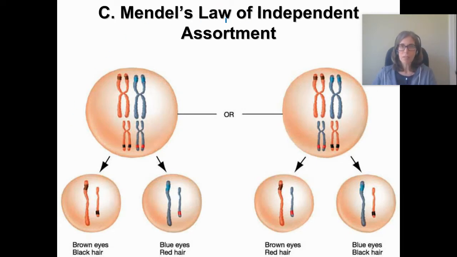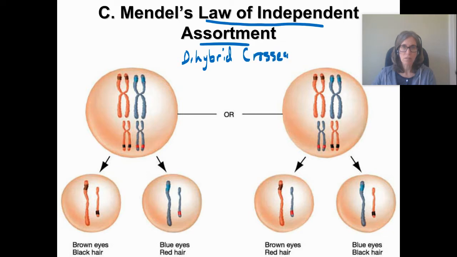Welcome to AP Biology. Today I want to talk about Mendel's law of independent assortment. We're going to be looking at dihybrid crosses for this. So for a dihybrid, we're looking at two traits. So in this example, we're looking at eye color and hair color.